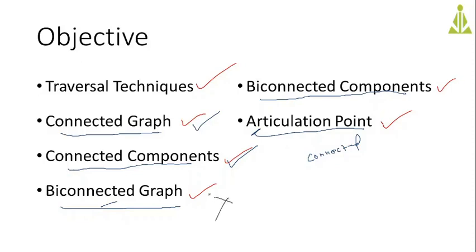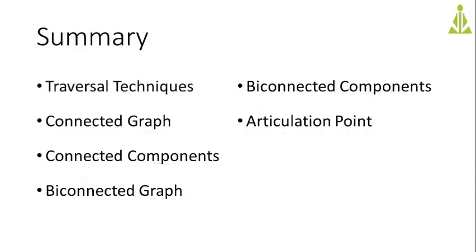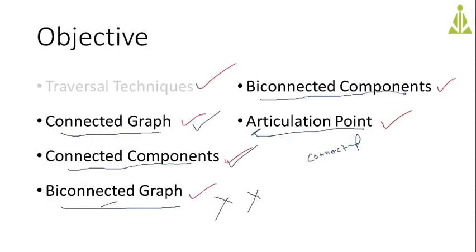But if you have an articulation point in a biconnected graph, then you cannot say that it is a biconnected graph. So this is about today's lecture. Today we completed this: connected graph, connected component, biconnected component, and articulation point.